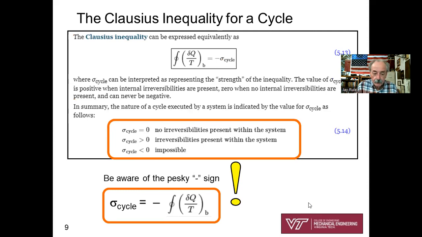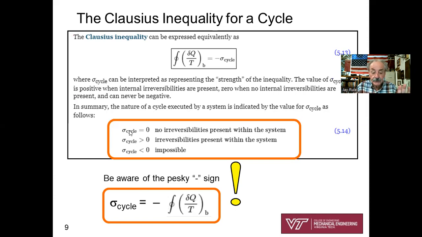Okay, and here it is. Now we're going all the way back to chapter 5. It says that the cyclic integral of del Q over T across the system boundary equals minus sigma for the cycle. I like to rewrite this: sigma of the cycle equals negative cyclic integral of del Q over T across the system boundary. I find this easier to work with as I'm solving engineering problems and homework problems.